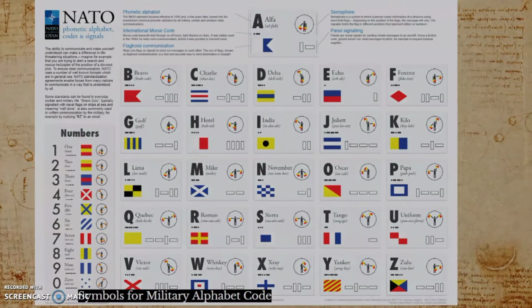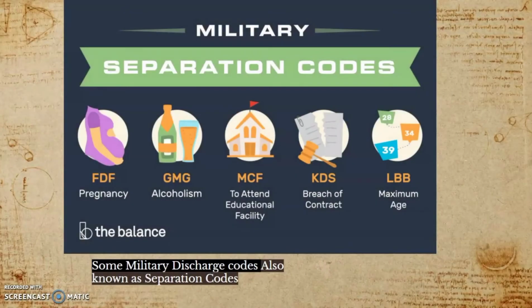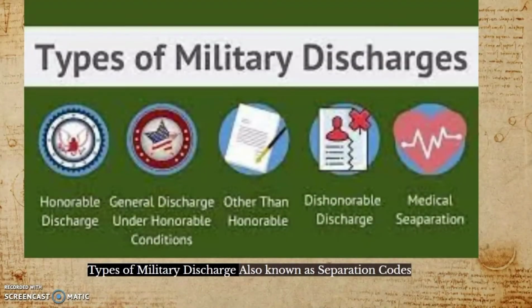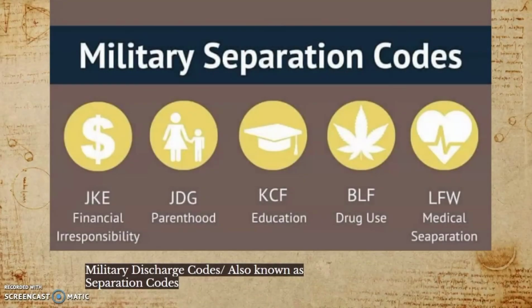Additional codes used today are discharge codes, also known as separation codes. There are multiple types of discharge characters such as drug use, also known as BLF, parenthood, also known as GCD, financial irresponsibility, also known as JKE, bad conduct, also known as BCD, dishonorable, DD, entry level, also known as ELS, or non-characterized.